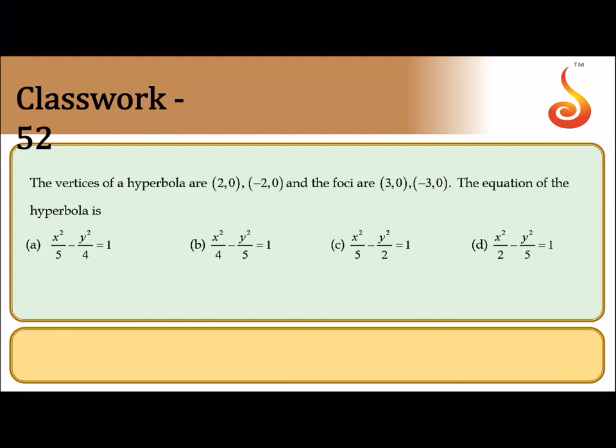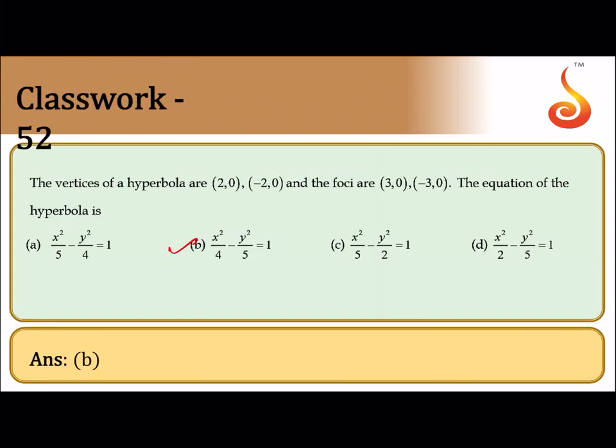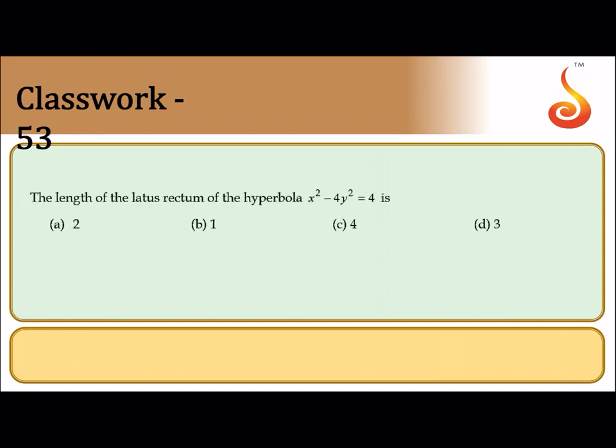52. The vertices of the hyperbola and the foci are given, and we need the equation of the hyperbola. I think you can easily do it. This will come x square upon 4 minus y square upon 5 is equal to 1. Option B will come. From the vertices and the foci you have to calculate A and B. It's a simple question. I will draw a diagram for your convenience. So this is the hyperbola. This is the vertex, given as 2, 0, and this is the foci, 3, 0. So option B will come.